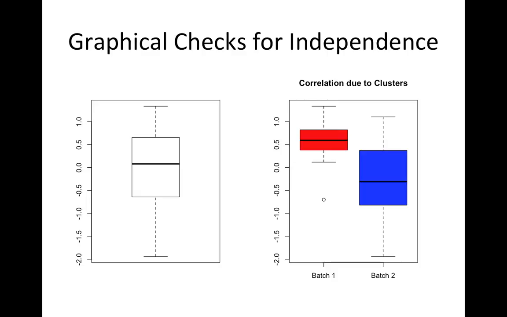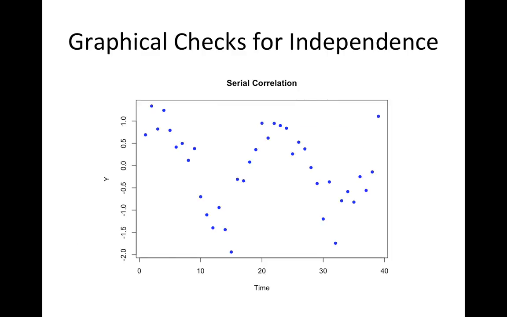And so I would want to take those clusters into account and not use a procedure that assumed independence and ignored those batches. Similarly, perhaps I have a data set where the rows are ordered in the order that they were collected. So the rows go down in terms of time. If I plot my data points against time and I see a pattern like this, I know that time matters. It's not that the data was sampled randomly without regard for time. And so I'd want to use a method that's appropriate for that.